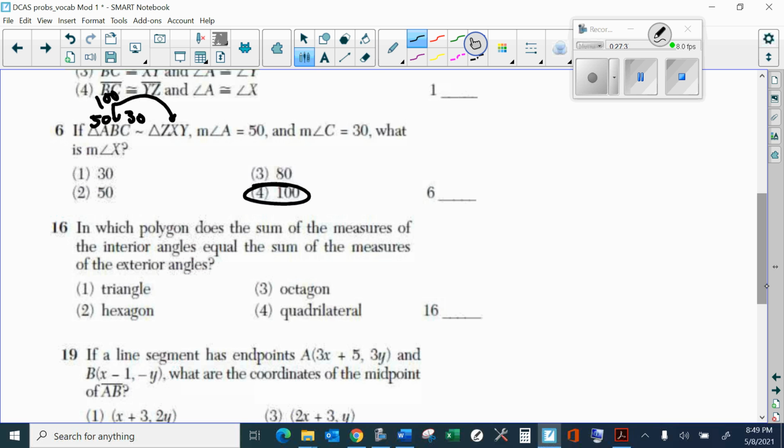Okay. How about quadrilateral? Sum of the interior angles, each one's 90. 90 times 4 is 360. And of course, all exterior angles always add up to 360 no matter what the shape is. So quadrilateral.